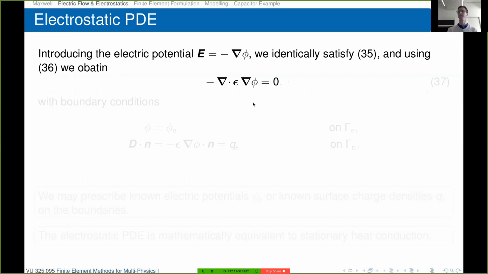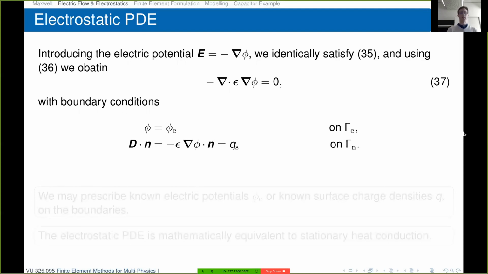Again, very similar to the electric flow case. We have the divergence of epsilon times the gradient of phi equals 0. Again, we have our Dirichlet boundary conditions directly specifying the potential on the boundary, or we have Neumann type boundary conditions defining the flux over the boundary, and this has to equal the so-called surface charge density on the boundary.